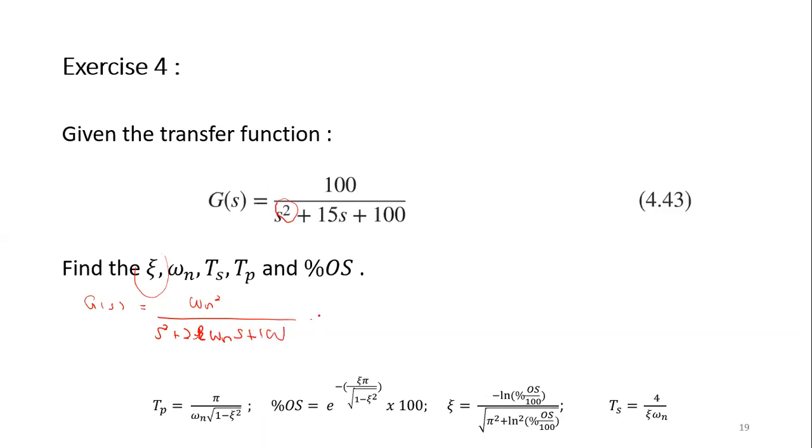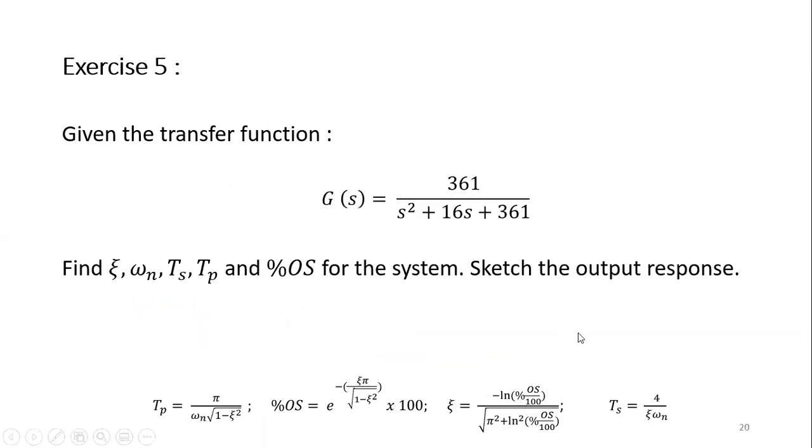Okay, so from this, you should be able to find the damping ratio, the natural frequency, and using the formulas, you should be able to extend to get the settling time, peak time, and percent overshoot. Well, this one you can do yourself in your own time. Okay, so similarly, another example, exercise 5.